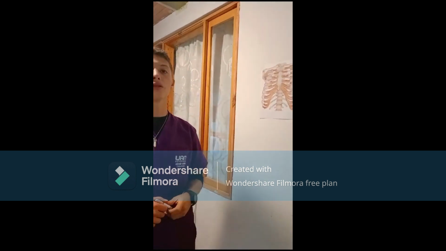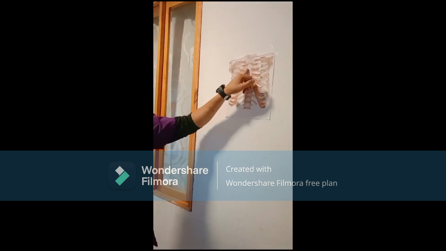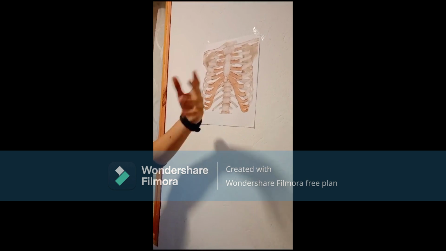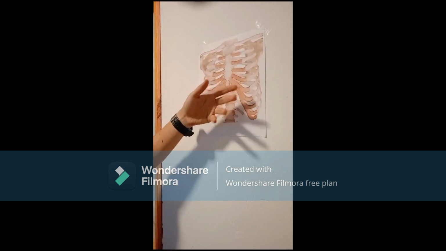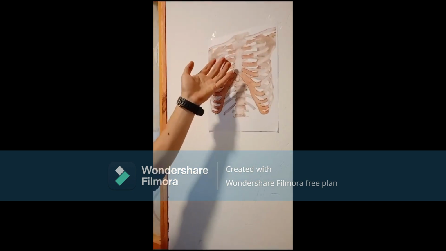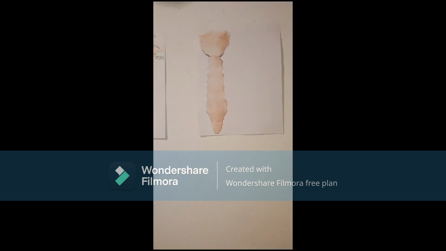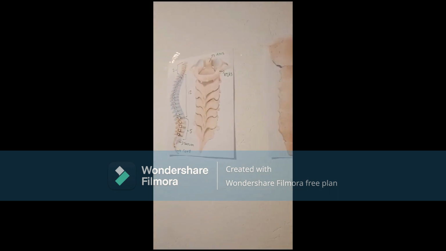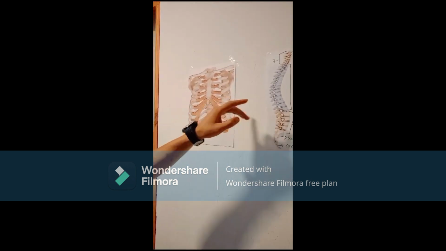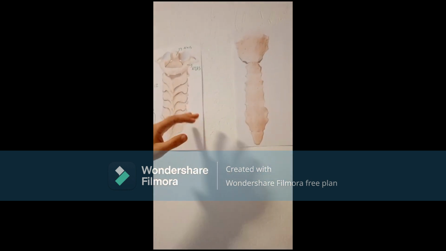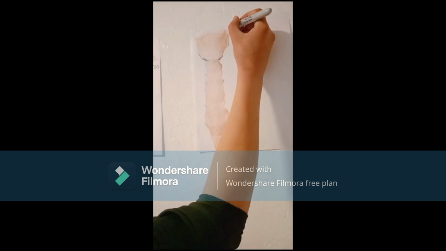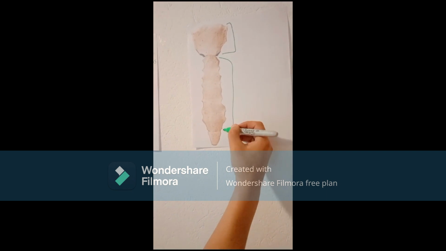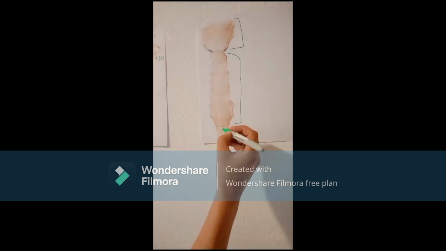Finally, we are going to talk about the ribs and sternum. These are responsible for protecting the thoracic cavity, where organs such as the heart and lungs are located. The sternum is a flat and elongated bone to which the ribs are attached. The sternum is made up of three fundamental parts: the manubrium, the body, and the xiphoid apophysis.